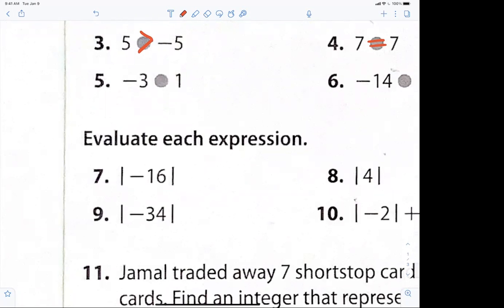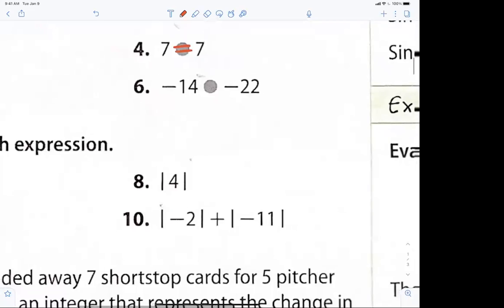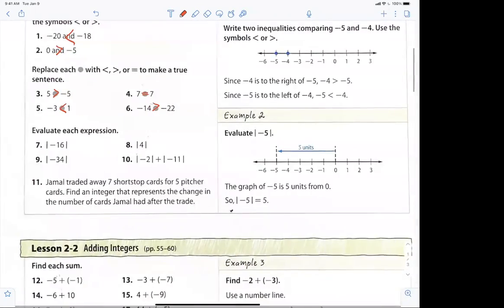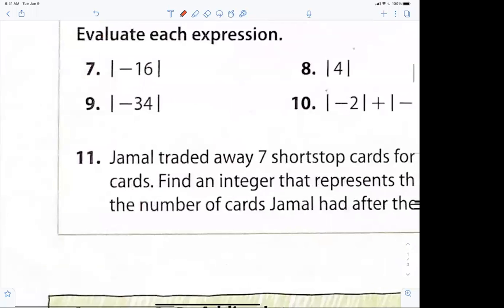-3 is less than 1. Perfect, buddy. -14 is greater than -22. I like it. Okay, here we go. Number 7. Oh, sorry, 7, that would be 16. It is 16. Perfect.